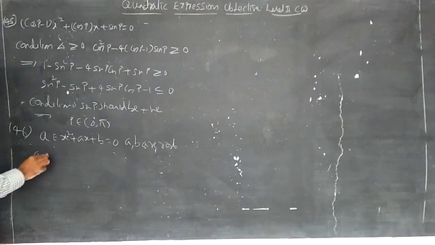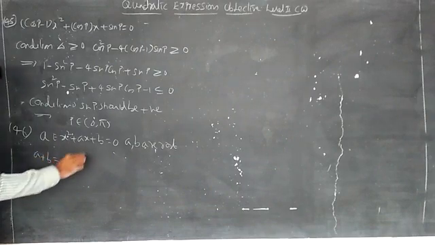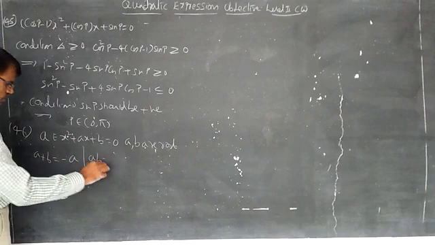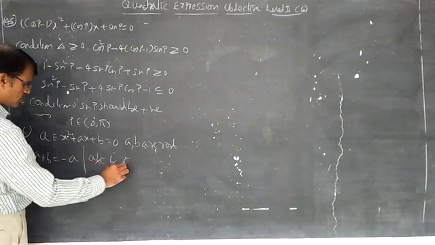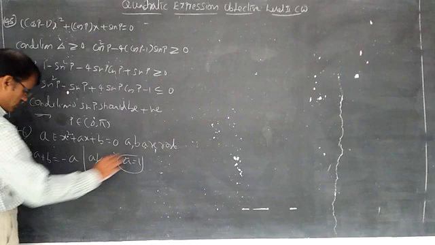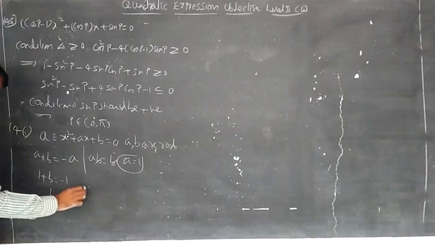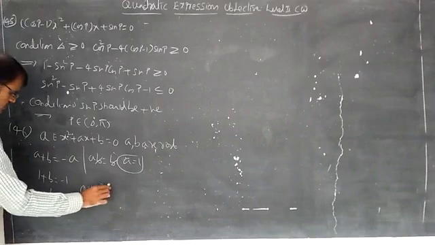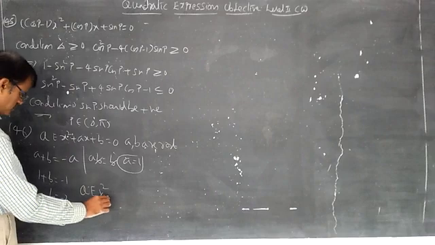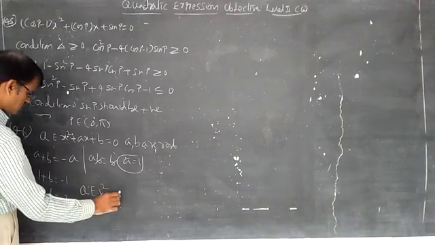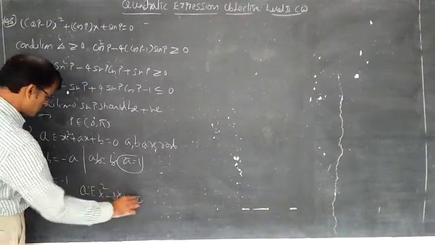You can understand the sum of roots a plus b is equal to minus a, and the product of roots ab is equal to b. Therefore, a is equal to 1. Substitute here: 1 plus b is equal to minus 1. Therefore, b is equal to minus 2. Depending on this, the quadratic equation is x square minus 2x plus 1 is equal to 0.